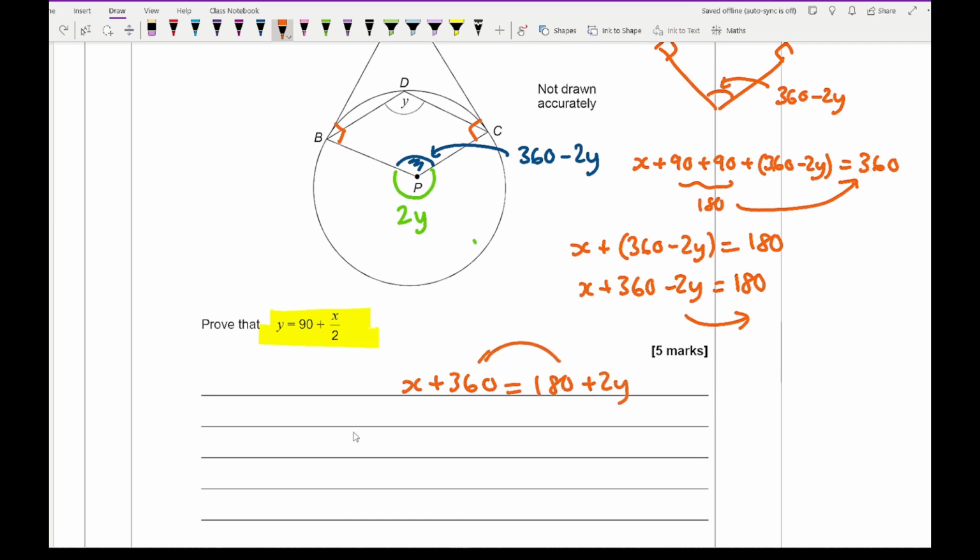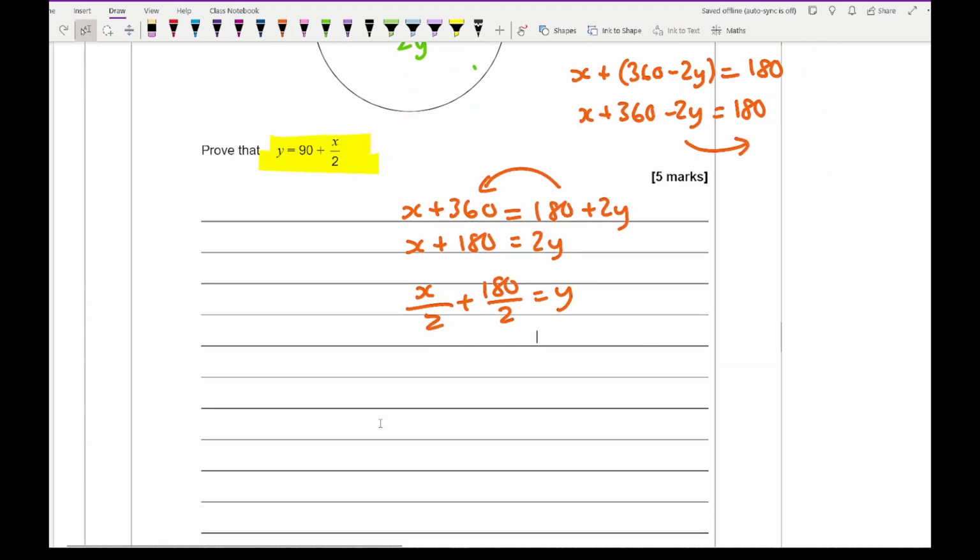Then take the 180 over to the other side, so I end up with x plus 180 equals 2y. And then divide everything by 2. So x over 2 plus 180 divided by 2 equals y. And then if I simplify that second fraction, I end up with exactly what they wanted me to prove.